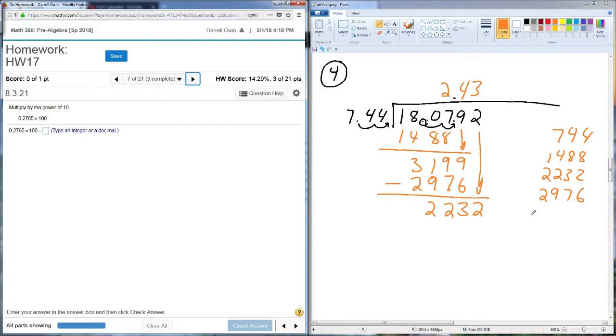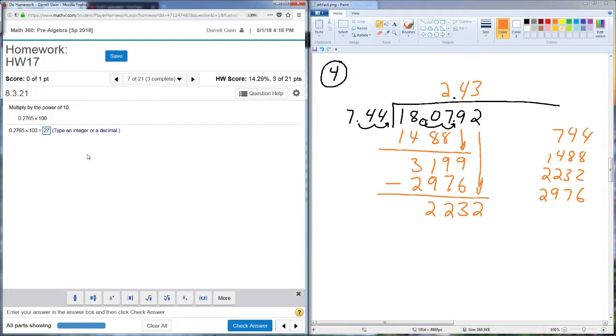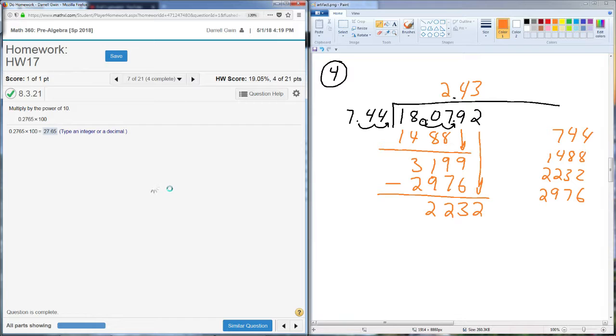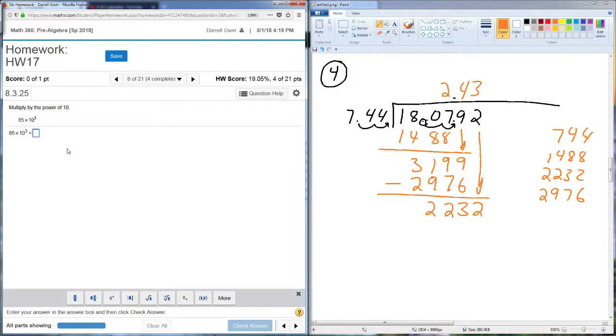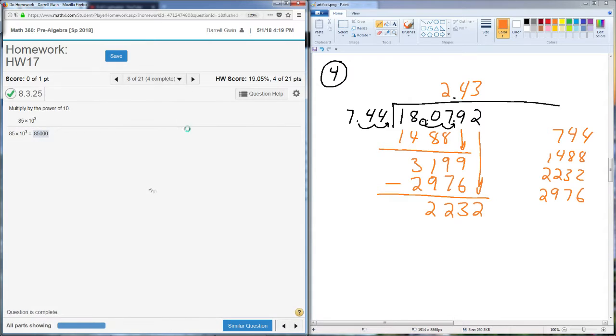Let's do number 7. Times 100 moves the decimal twice to the right, which is 27.65. Times 10 to the 3 adds 3 zeros: 1, 2, 3. Moving the decimal 3 times to the right.